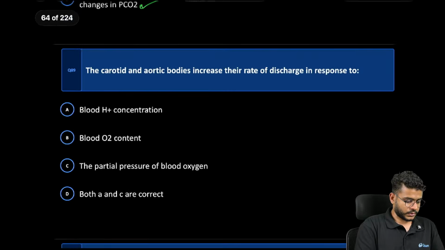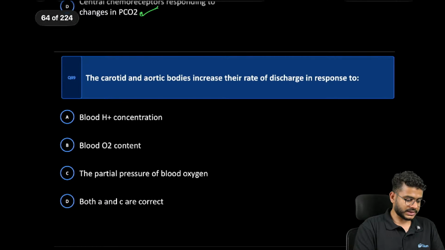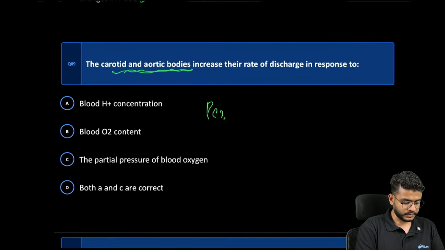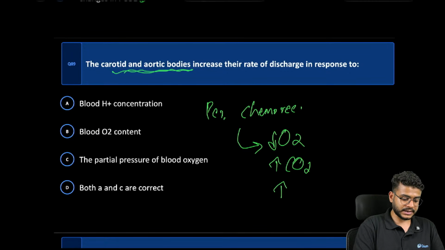Okay, so let's go to the next question. We are going to wind up in just 10 minutes. The next question is, the carotid and aortic bodies increase their rate of discharge in response to. So carotid bodies and aortic bodies are nothing but what? Peripheral chemoreceptors, right? These increase the rate of discharge in response to lack of oxygen, increased carbon dioxide, and increased H plus.